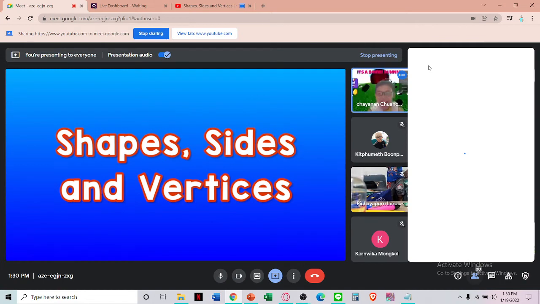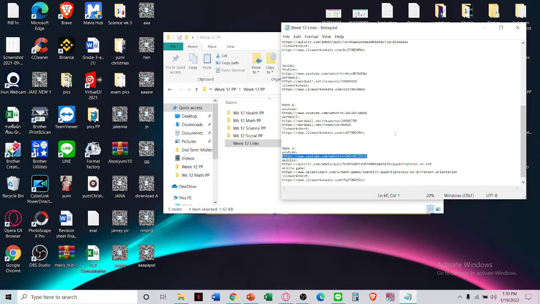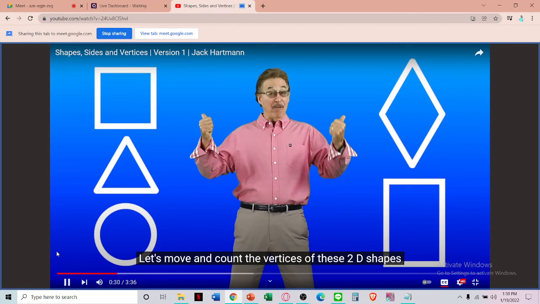2D shapes. Which ones have sides and vertices? Let's learn today. Sides are the straight lines that form the shape. Vertices are the corners that the two lines make. Let's move and count the sides and vertices of these 2D shapes.